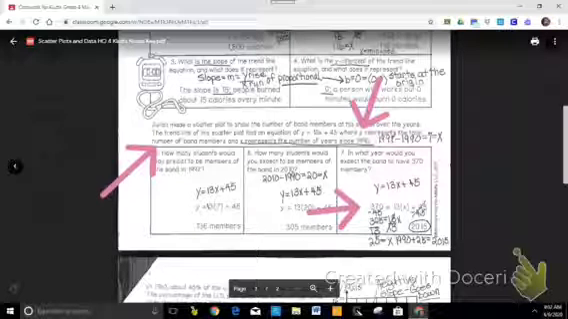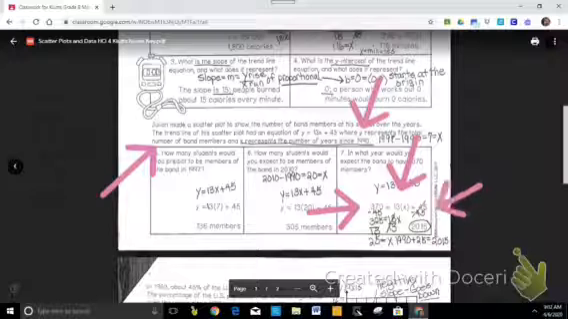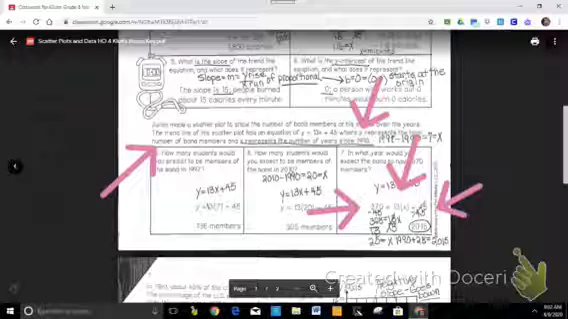To solve for x, we do the one with the variable last. The opposite of positive 45 is negative 45 on both sides. 370 minus 45 is 325. 325 equals 13x. The opposite of multiply by 13 is divide by 13 on both sides. 325 divided by 13 is 25.